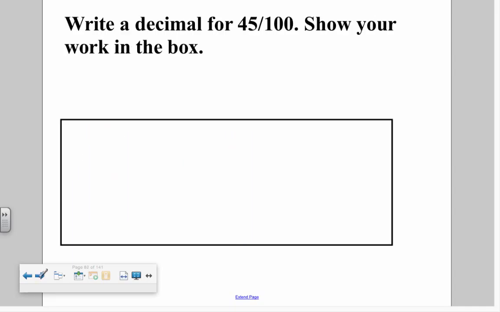Now I need to write a decimal for the fraction 45 over 100. I need my decimal to show the number 45, but I need to make sure it ends in the hundredths spot because it's over 100, and it does.